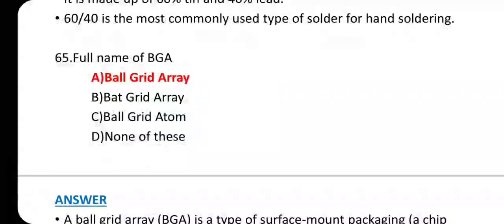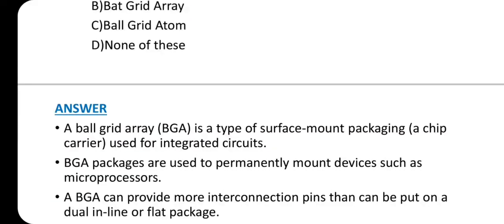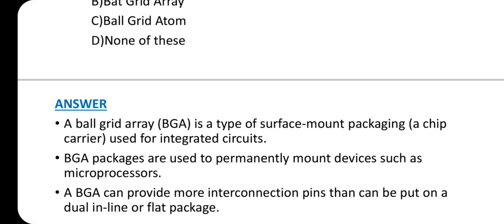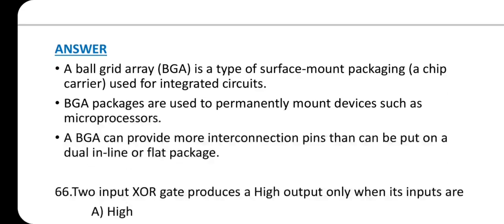Question number 65. Full form of BGA. Answer is option A, ball grid array. A ball grid array or BGA is a type of surface mount packaging, a chip carrier used for integrated circuits. BGA packages are used to permanently mount devices such as microprocessors. A BGA can provide more interconnection pins than can be put on a dual inline or flat package.